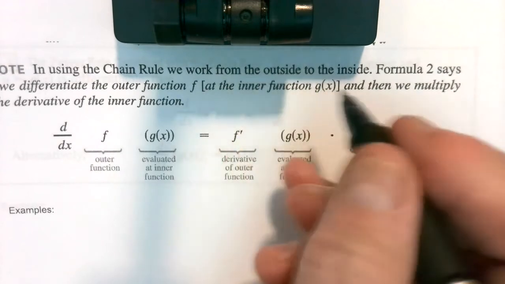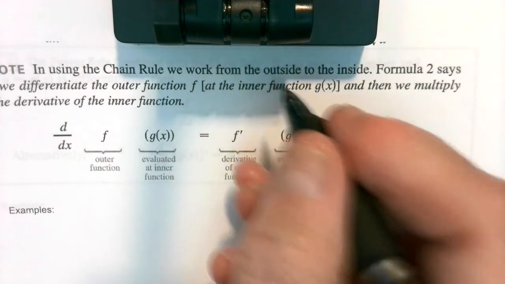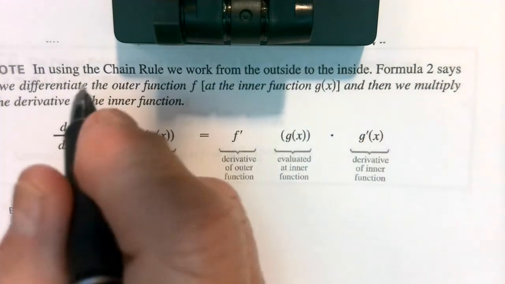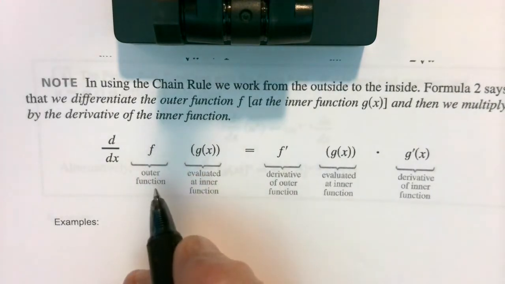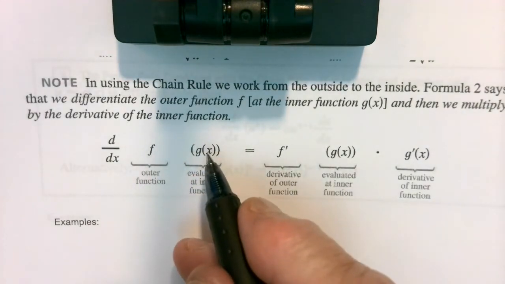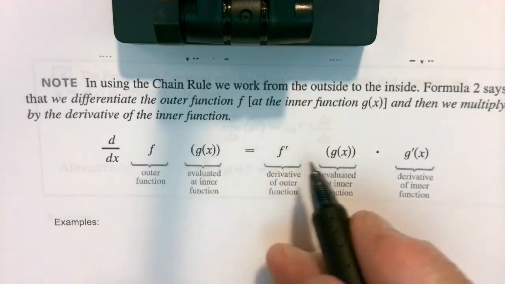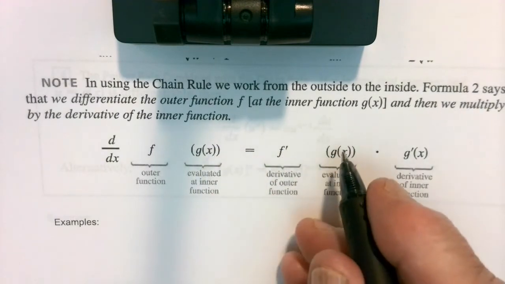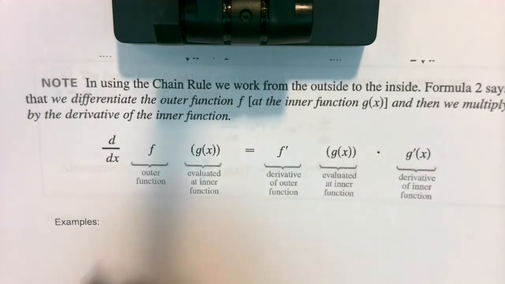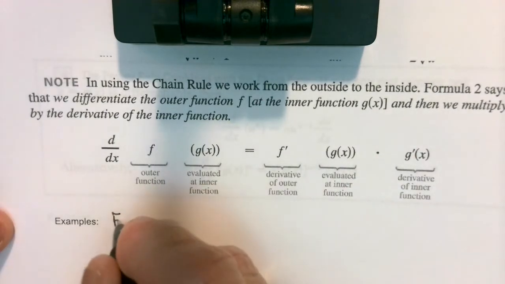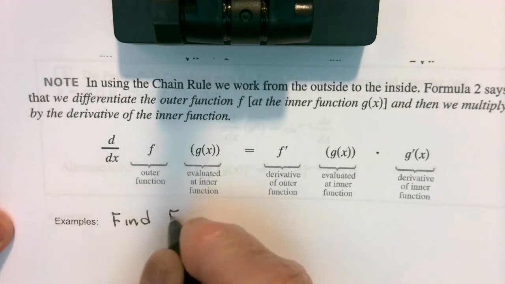The inner function is still inside the outer function. And then we multiply the derivative times the derivative of the inner function. So we do the derivative of the outside with the inside still inside. So here's f prime, inside still inside, times the derivative of the inside. Okay, here's an example. So we want to find f prime x.